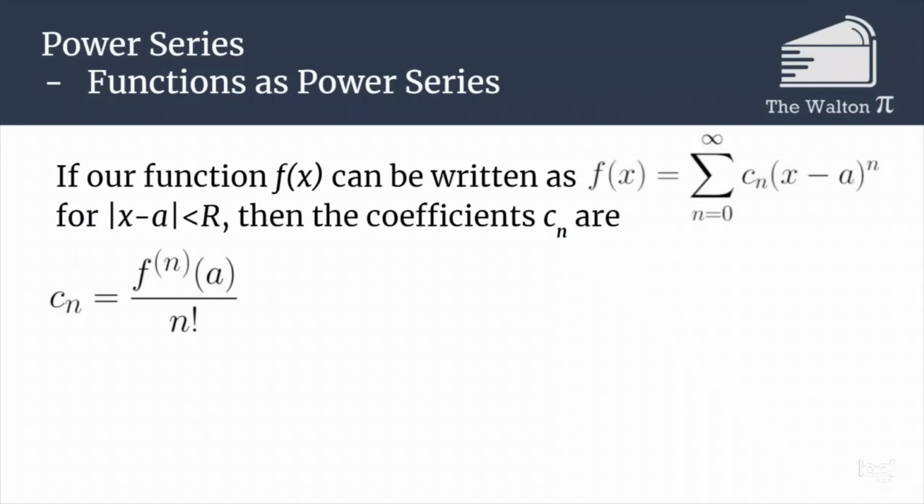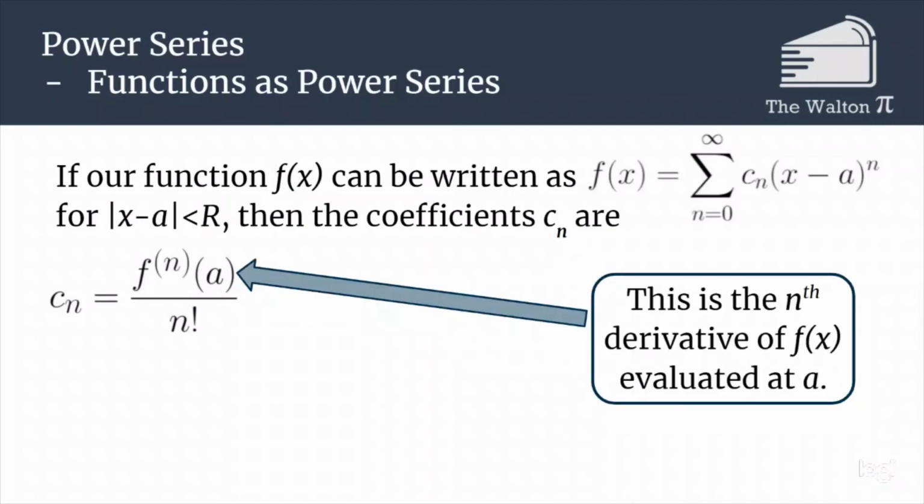If our function f of x can be written as a power series, then we can actually figure out the coefficients c sub n. So our nth coefficient is going to be the nth derivative of f evaluated at a divided by n factorial. So f to the n, that's the nth power of f. F to the parenthesis n, that is how we write the nth derivative. So f exponent parenthesis 3 close parenthesis, that is not saying take f and cube it, that is saying find the third derivative of f.